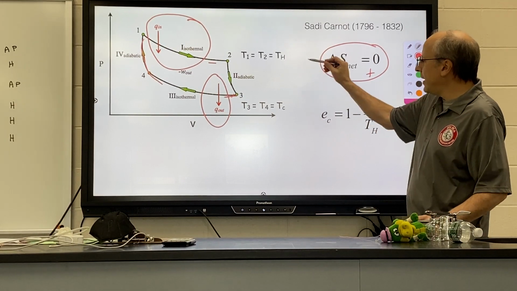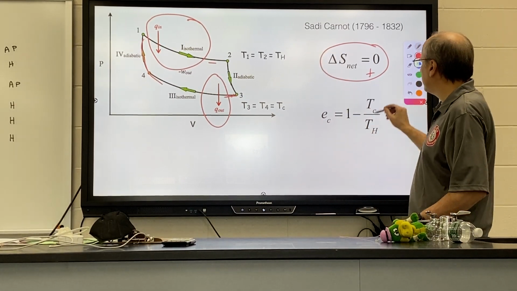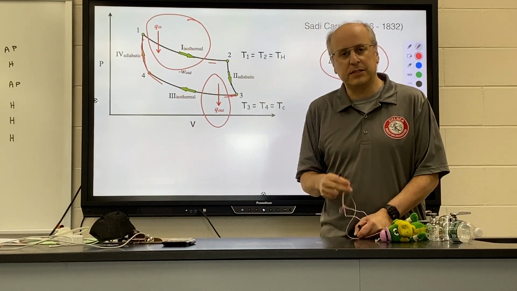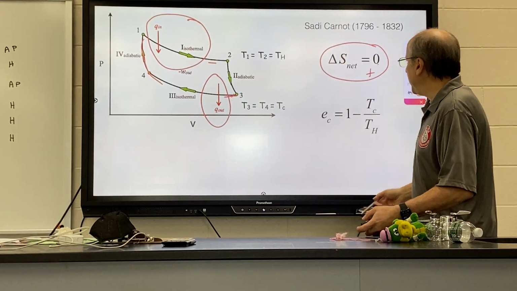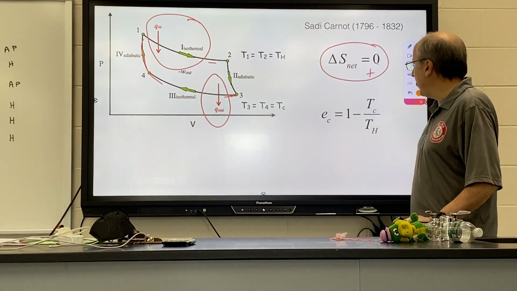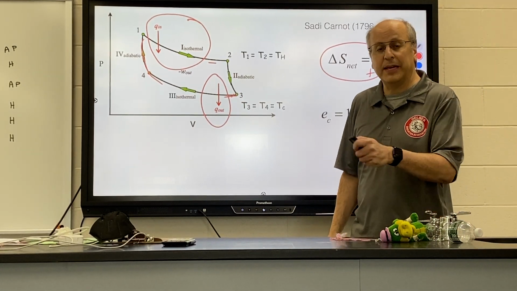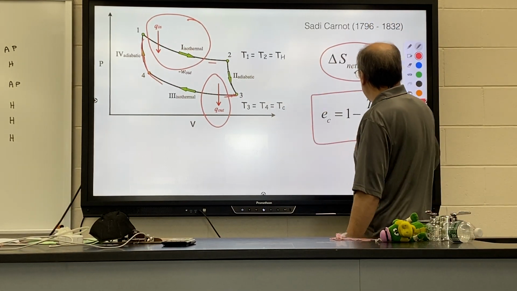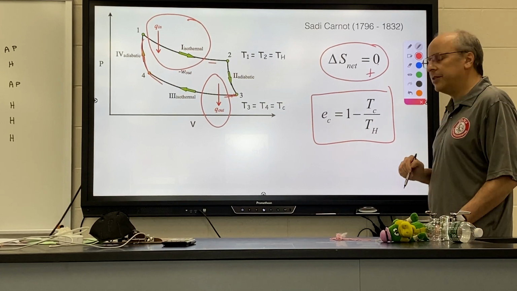But if we move our engine through this exact process, it will be perfectly efficient for these temperatures, based on the idea that we can never have a delta S that's negative. The best we can hope for is 0. It turns out that when we calculate that efficiency, it's going to follow this equation.